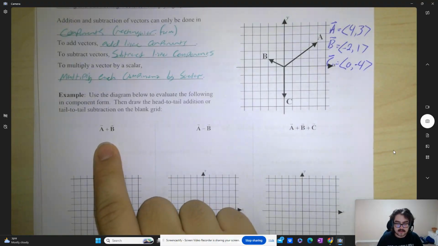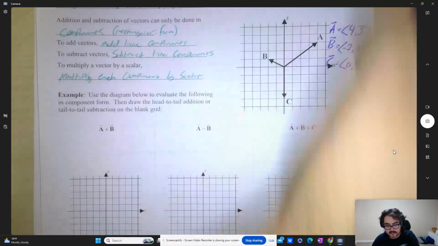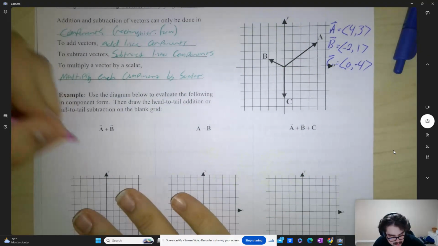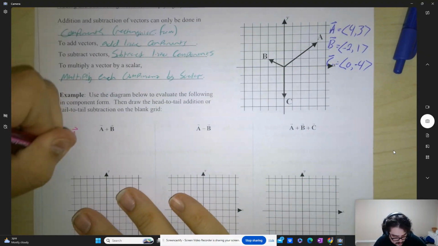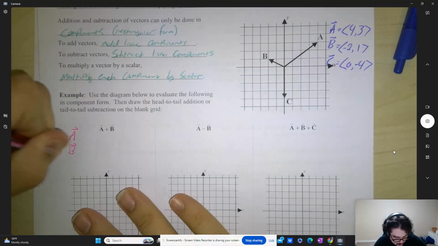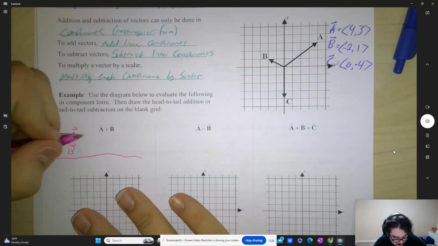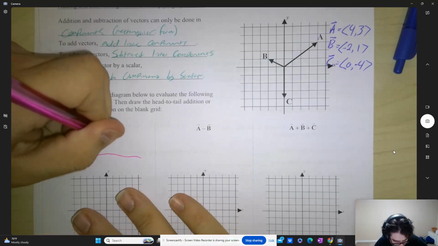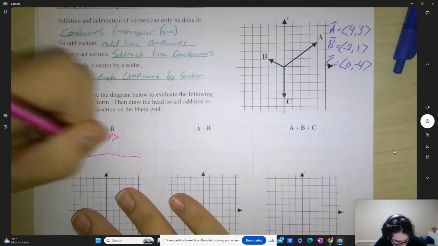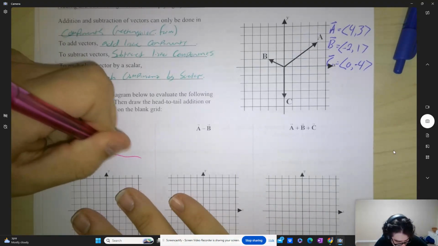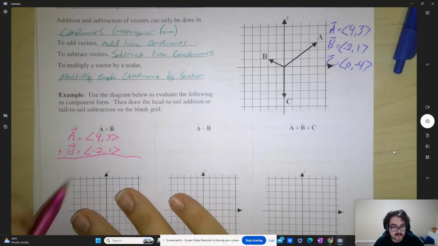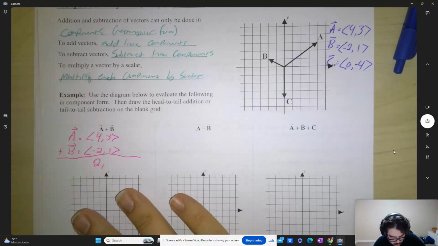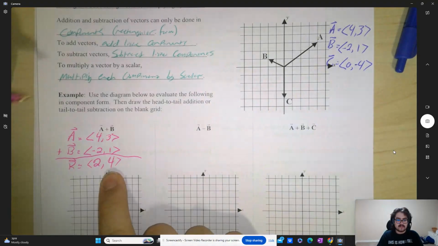Okay, so then if I take a plus b, I'm going to take the a vector and the b vector. And here's what I'm going to do. I'm just going to take 4 comma 3, negative 2 comma 1, and I'm just going to add the like components. 4 minus 2 is going to give me 2, and then 3 plus 1 is going to give me 4. So the resultant, which I'm going to call R, is going to have 2 comma 4.